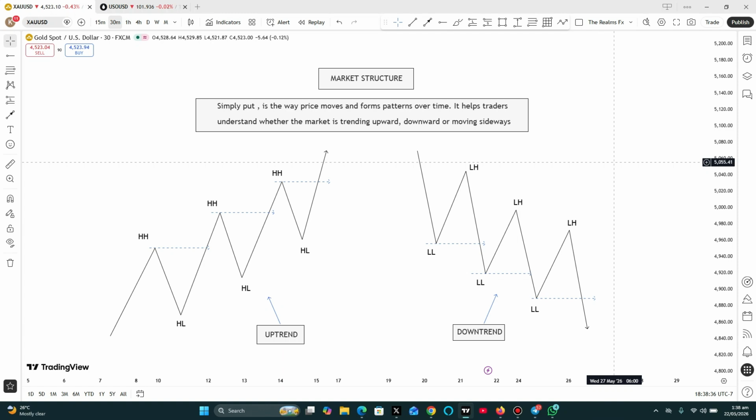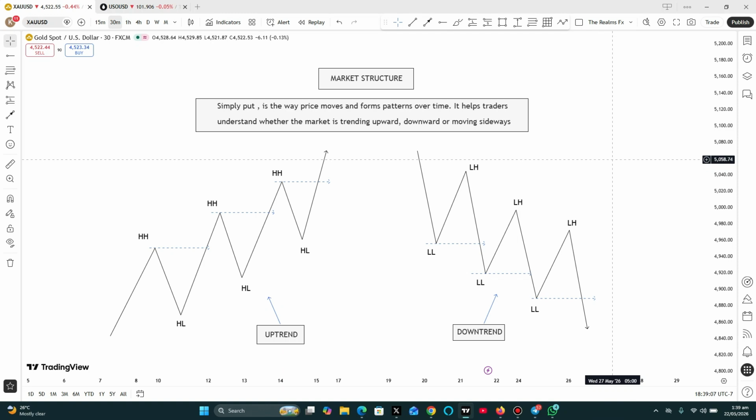So to begin with, what is market structure? Simply put, market structure is the way price moves and forms patterns over time. It also helps traders understand whether the market is trending upward, downward, or moving sideways. When it comes to trading, there are three main ways that the market moves: it is either moving upwards, downwards, or sideways.